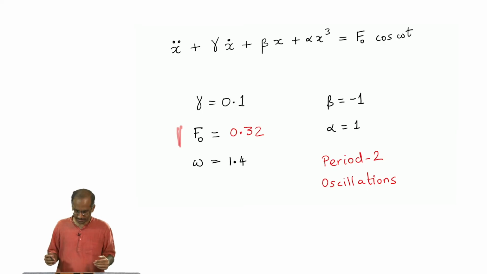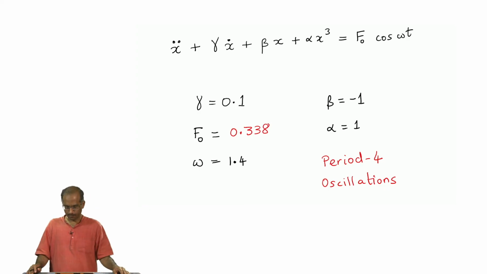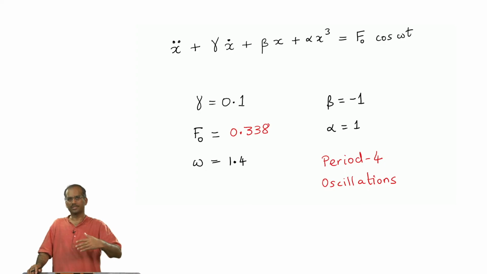Now, if I change the parameter f0 once again, let us say that I make it 0.338, again all the other parameters are kept constant. Now, what I get is what are called period 4 oscillations. So, you can see the sequence. First we had a period 1 solution or a period 1 oscillation, and when I change the parameter I got period 2. Now, I am getting period 4. So, this kind of sequence is called a period doubling sequence.